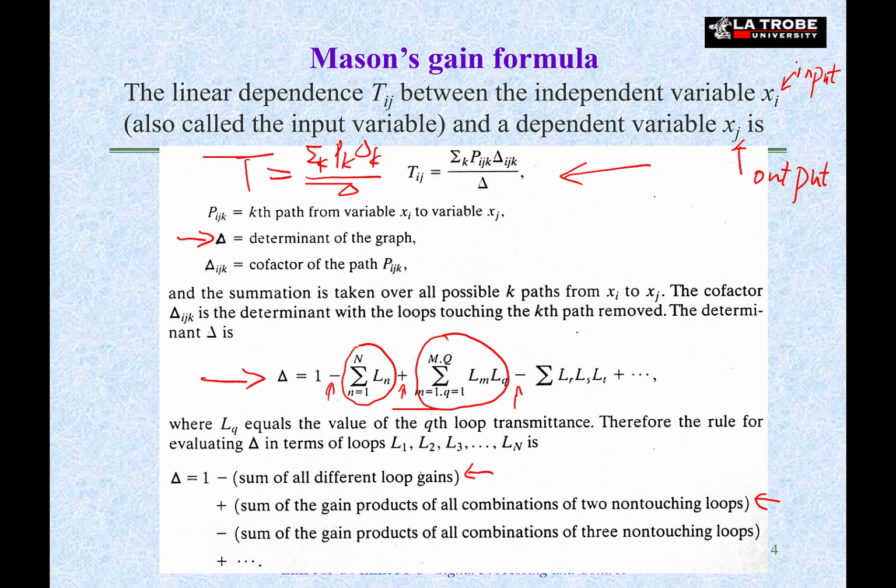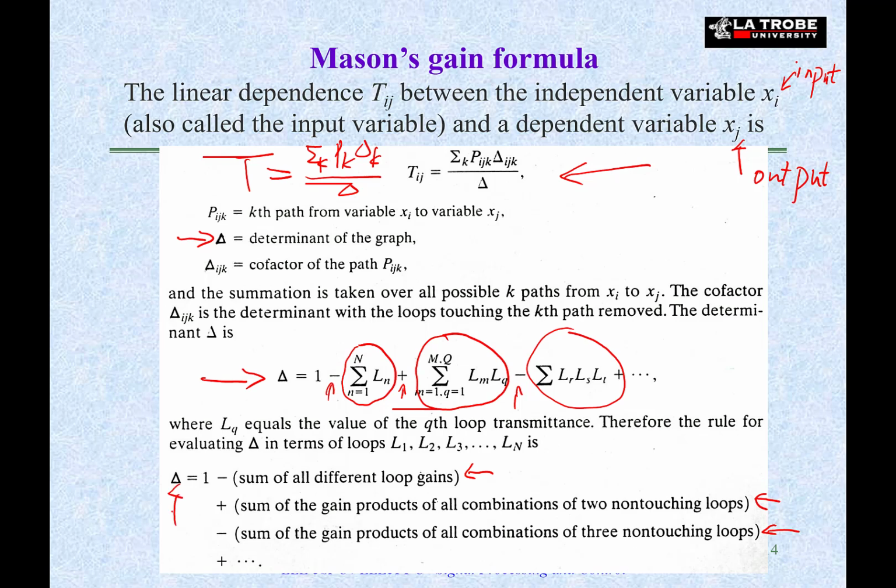Then we have the third summation. The explanation of the third summation is given by the information in the third bracket. It means the sum of the gain products of all combinations of three non-touching loops. So the loop gain here is represented by this capital L and depends on which loop you are looking at. We will see the example of Mason's gain formula in the next slide, and everything mentioned here will become clear.